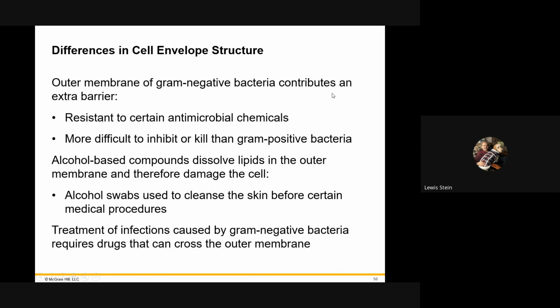So it contributes to barriers, the outer membrane. We'll look at the different antimicrobials. Yes, it is harder to deal with in general than a gram-positive. So it makes antibiotic selection more difficult, and you'll see in the laboratory, it makes staining a little more difficult. So it's not that easy. Alcohol-based compounds dissolve lipids in the outer membrane and damage the cell. So that's the neat thing about it.